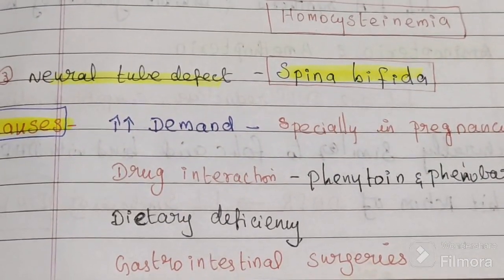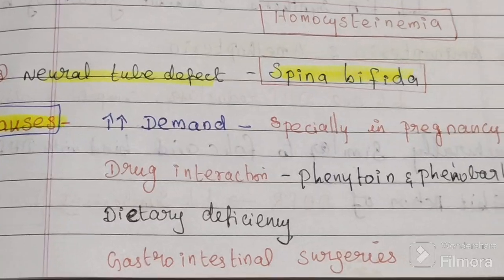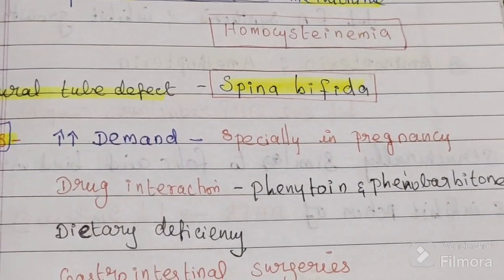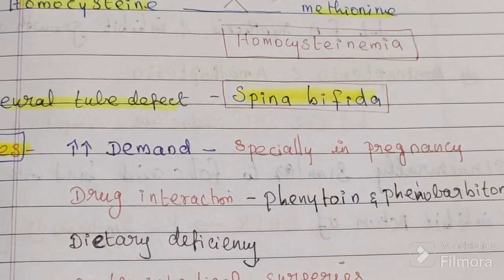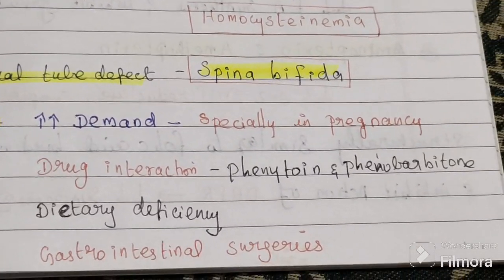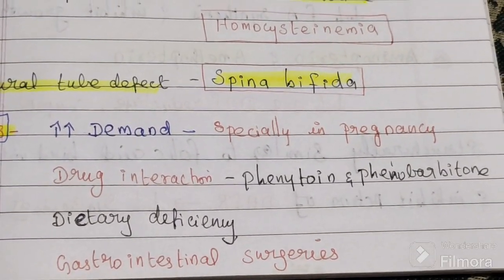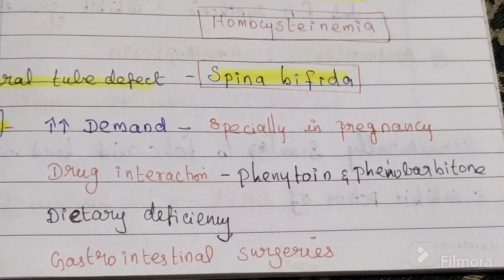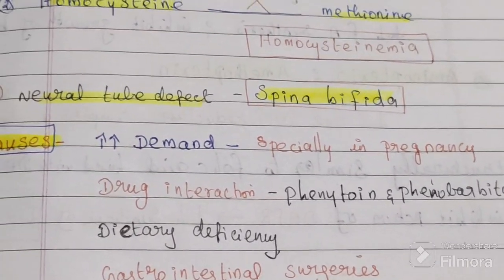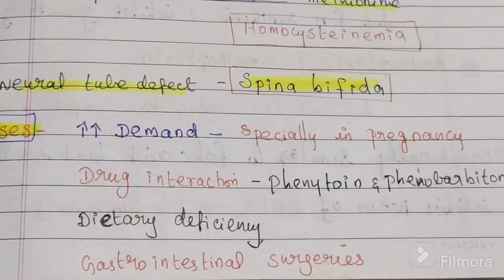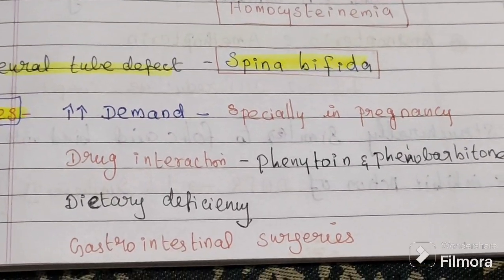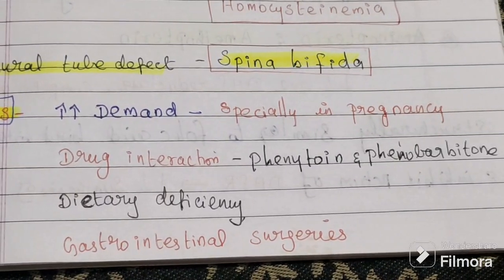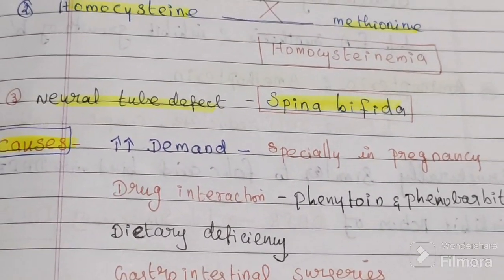Next, causes of folate deficiency. First one is increased demand, especially in pregnancy. Second, drug interactions. Third one is dietary deficiency. Fourth one is gastrointestinal surgeries. These are the causes of folic acid deficiency: increased demand, mainly in the pregnancy period, drug interactions, dietary deficiency, and gastrointestinal surgeries.